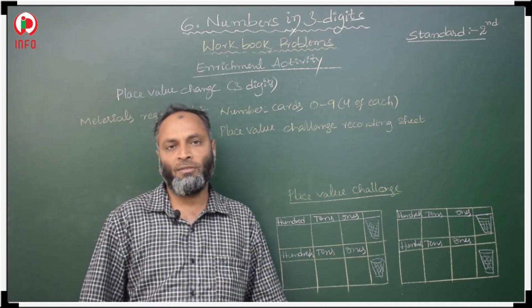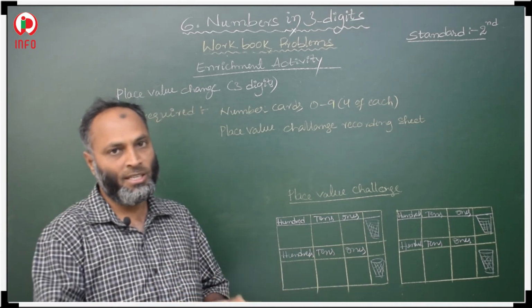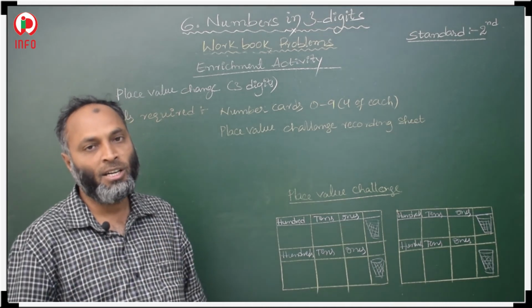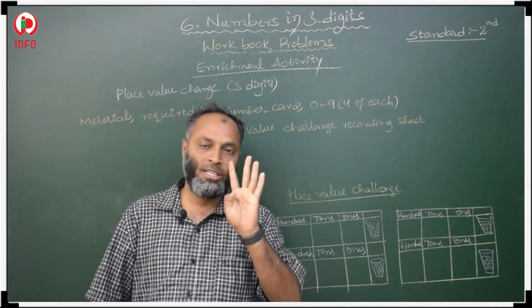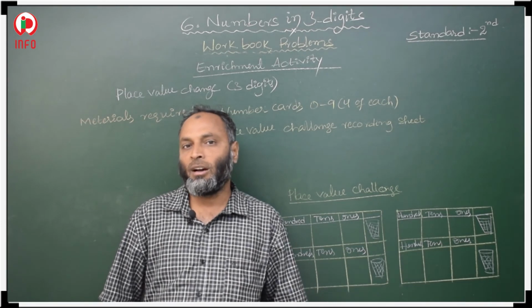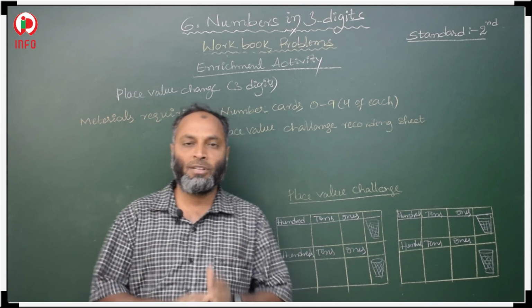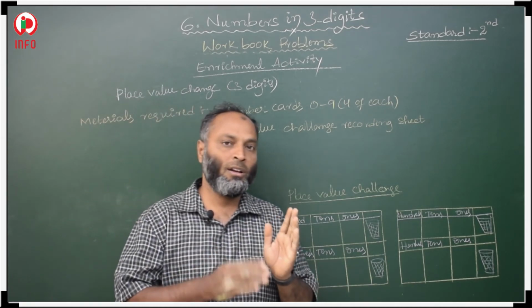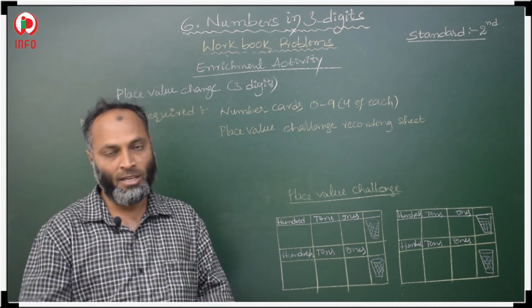So we have to shuffle 0 to 9, one set, 0 to 9 another set, 0 to 9 another set, 0 to 9 another set. In total, how many sets? 4 sets we have to prepare. So after preparing 4 sets, we have to shuffle the cards. Okay. So in all those 4 sets we have to shuffle the cards.